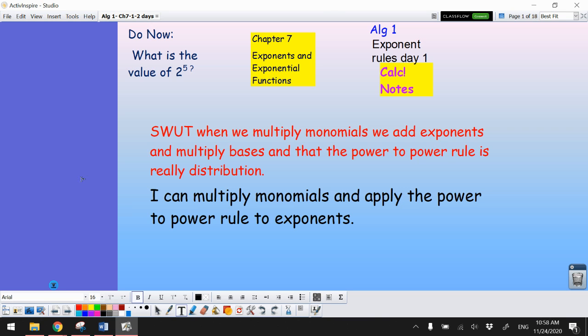Okay, so we're going to start our next unit today, and we're talking about exponents and exponential functions. Today we're going to be focusing on multiplying monomials and applying the power to power rule. So how do we multiply monomials and how do we apply the power to power rule with exponents?